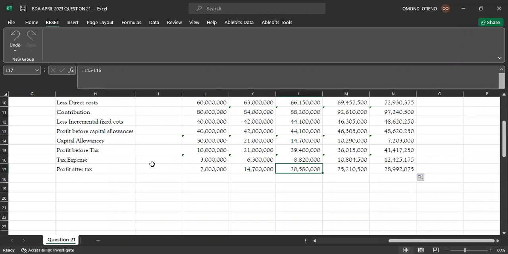But remember, we are interested in net cash flows, not the net income. So for us to convert this to cash flows, what do we do? First of all, we add back the depreciation, or capital allowances. The depreciation that was deducted for you to get tax benefit is what we are going to add back.